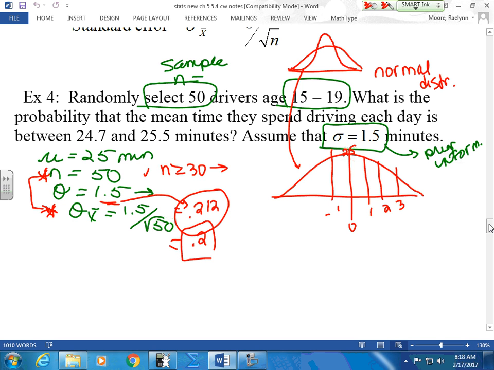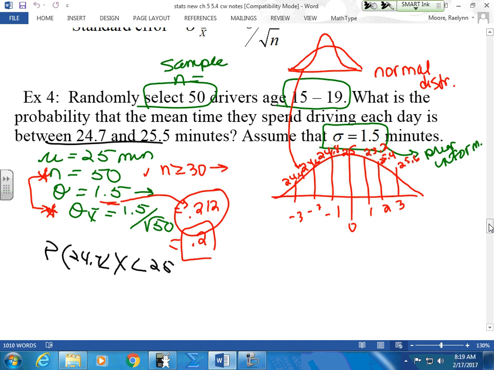The rest of this is going to be exactly the same. And I'm going to go up 0.2: 25.2, 25.4, 25.6. Look at how close together that is. I mean, 1.5 is small as it is, but 0.2 is very small. 24.8, 24.6, 24.4. So I want to know, what is the probability? I come down and I write my probability statement that x is between 24.7 and 25.5.